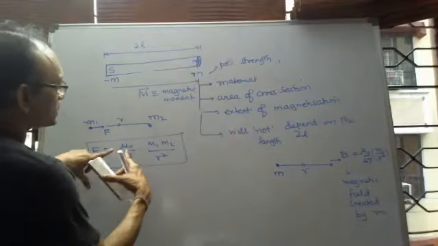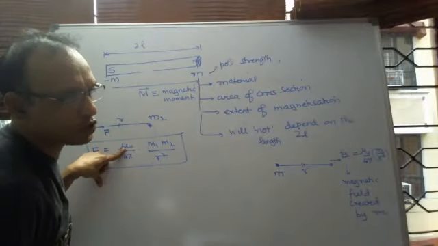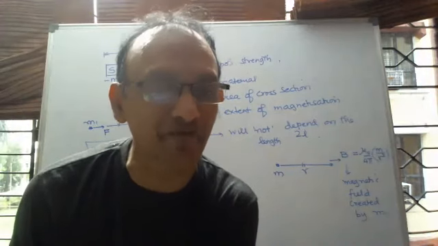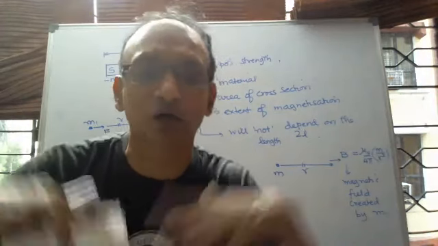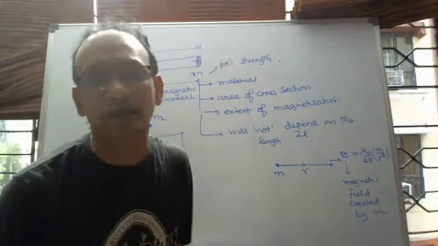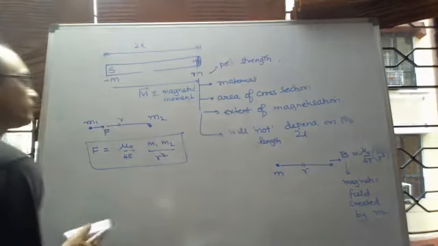If the medium does not have permeability mu naught, then it becomes mu naught into mu R, where mu R is the relative permeability. We multiply by the relative permeability if there is some other medium instead of vacuum. In vacuum this, otherwise multiply by mu R, the relative permeability. Yes.